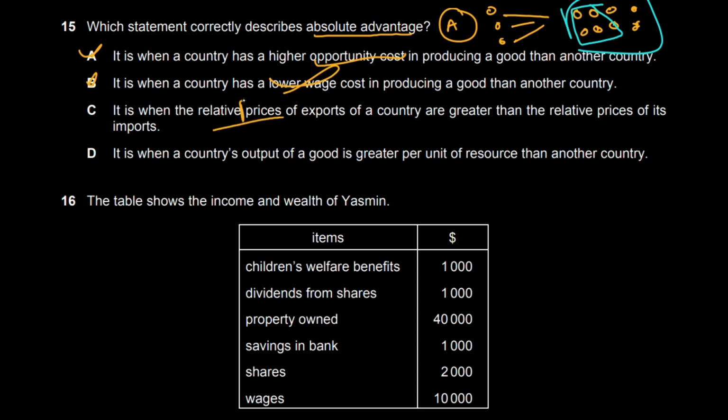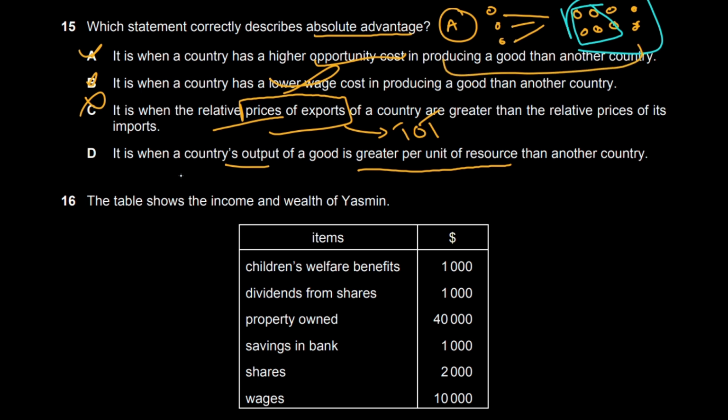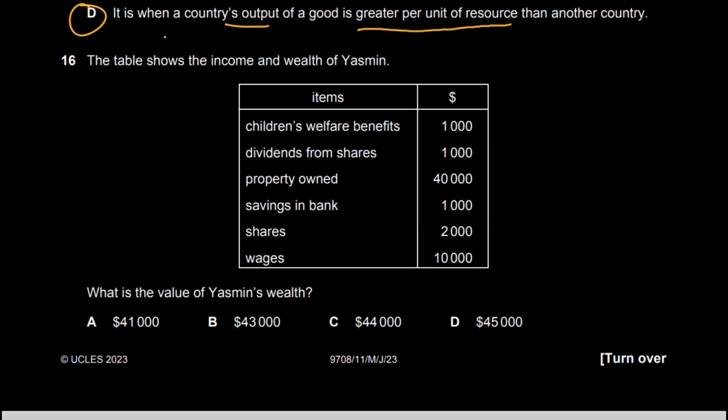Now, as it started talking about prices of exports, I immediately knew that this was not the answer. As you see, prices of exports and prices of imports are mentioned when we are talking about terms of trade. Hence C is wrong. D states it is when a country's output of a good is greater per unit of resource than any other country, as shown in this diagram. So this is correct.